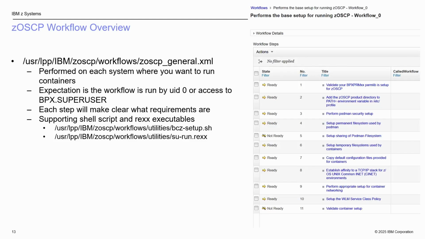The expectation is that the user that's running the workflow will be either UID 0 or have access to BPX Superuser. And this is a guided experience, so every workflow step will make clear exactly what the requirements are and what it will be doing. There's also some supporting scripts to help automate some of these steps. So some of them are automated, some of them are manual. A manual step example will be a security setup. We probably don't want that running automatically, and therefore your security administrator will be the one performing that step.